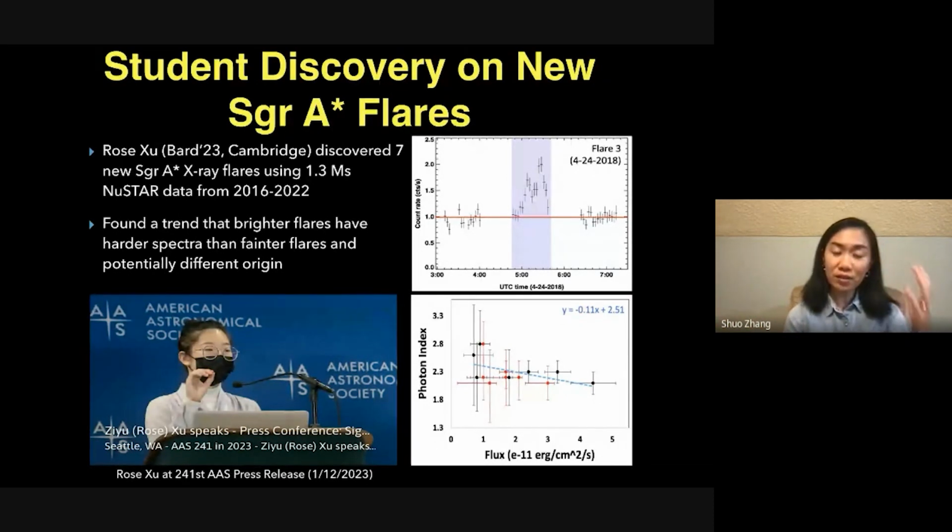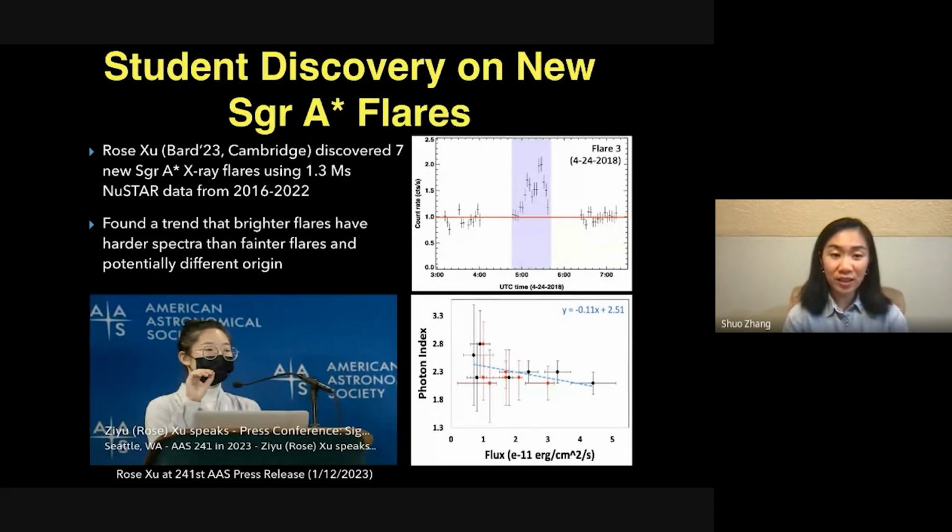And she actually concluded that brighter flares seem to have slightly different spectra than the fainter flares. So we don't need to go into the details in the image shown in the lower right. We just need to know brighter flares and fainter flares could have different spectra, and maybe that points to potentially different origins. It's still under investigation, but it's a very interesting trend that she found.